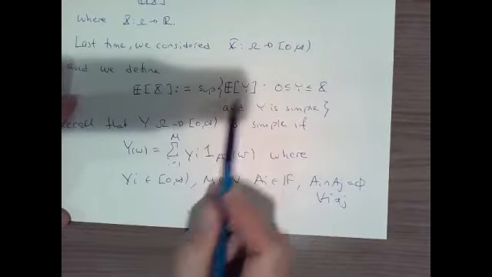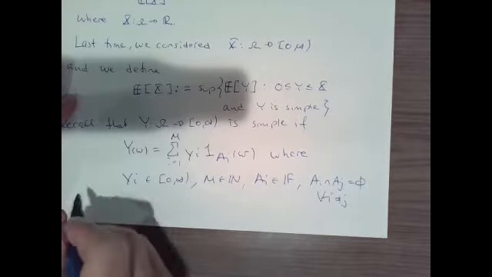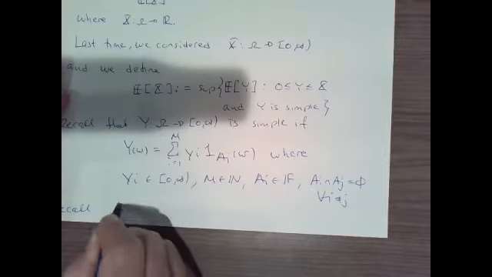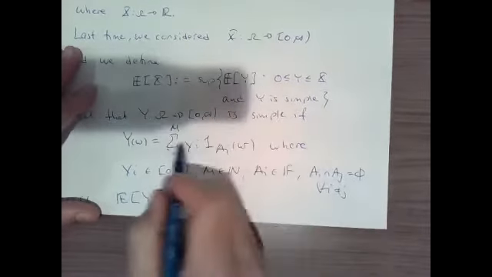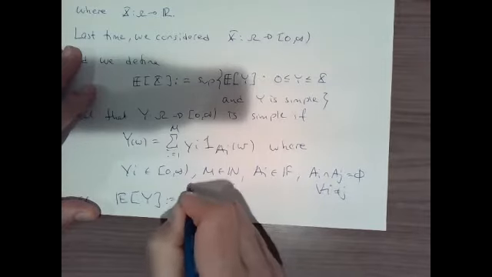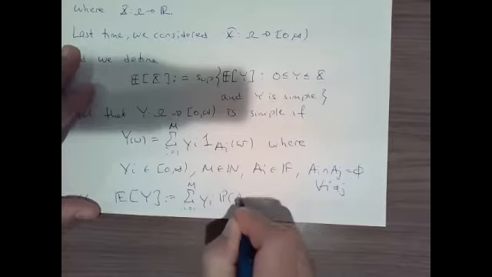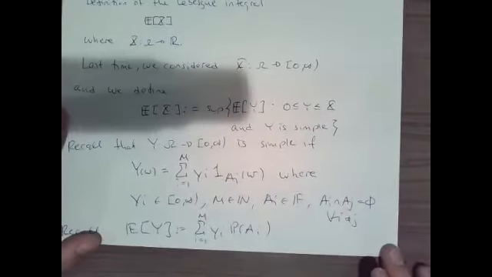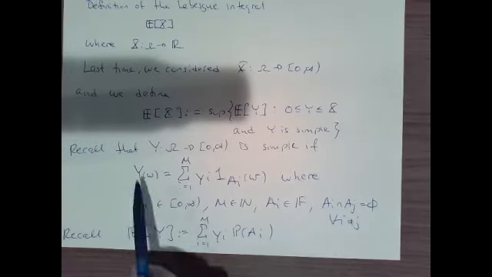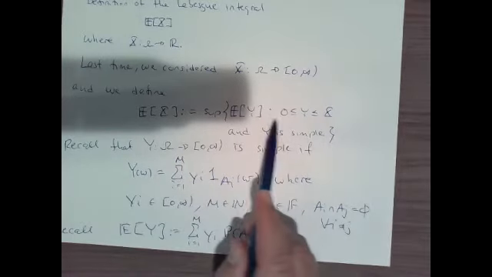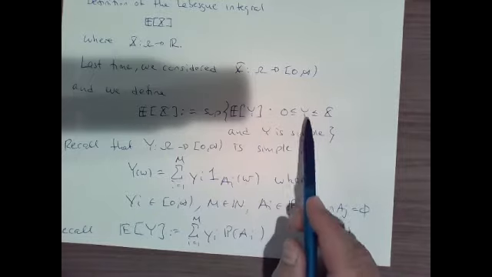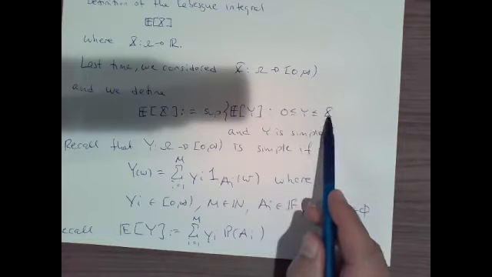And so we have an expectation here of a simple random variable. And we also recall that for such a random variable, the expectation EY is simply the sum over i up to M of Y_i times the probability of A_i. If you have a finite sum, this is the definition of such an expectation. And then the general expectation, what you're going to do is maximize expectations of random variables that are simple and that sit below X.